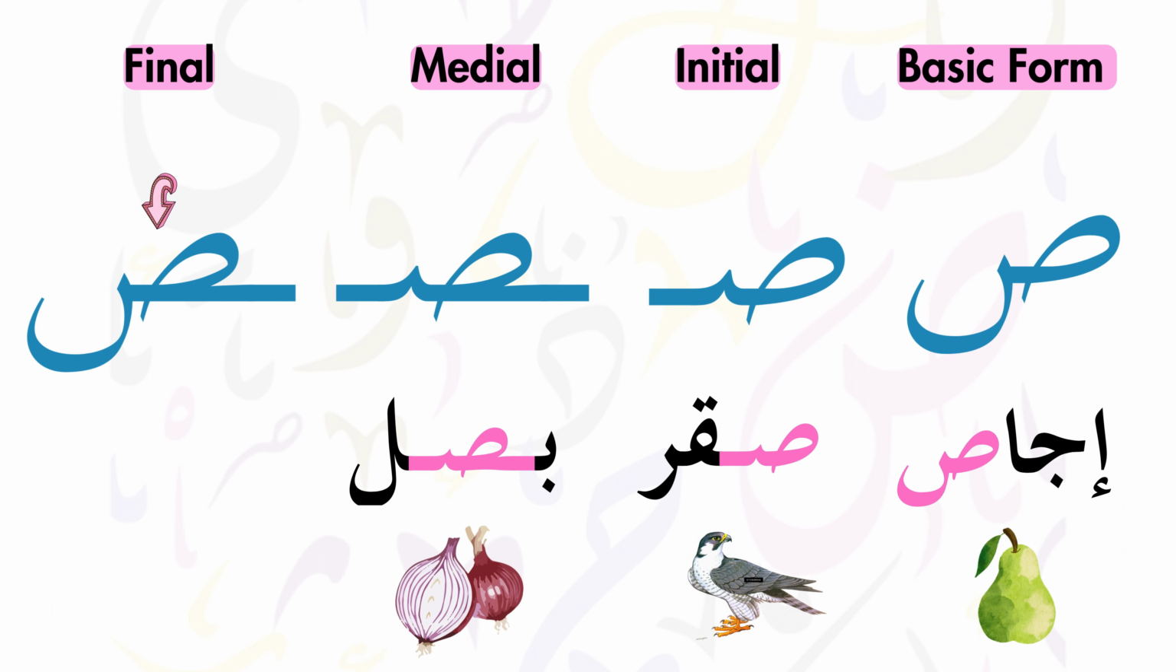The final form is exactly like the basic, but it has one hand from the right in order to be ending the word, like in the word مقص, scissors.